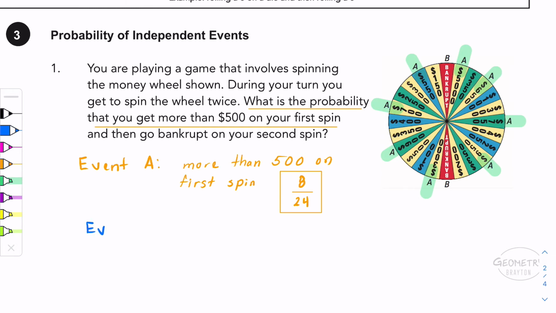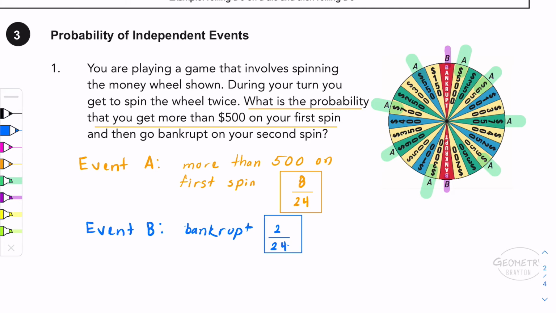Event B: you're going to spin the wheel and go bankrupt. I labeled these for you as well, but I think these are easy enough to see because they are red on the spinner. There are only 2 options for going bankrupt, which means you have 2 out of 24 chance that you are going to go bankrupt.